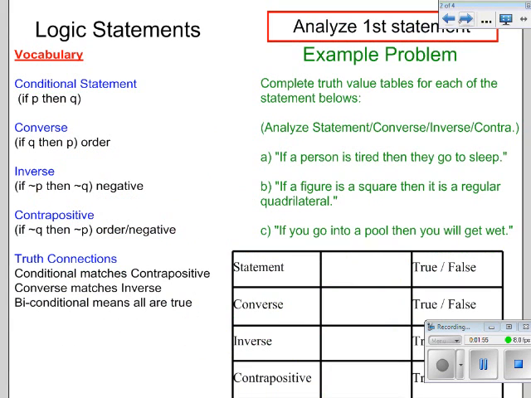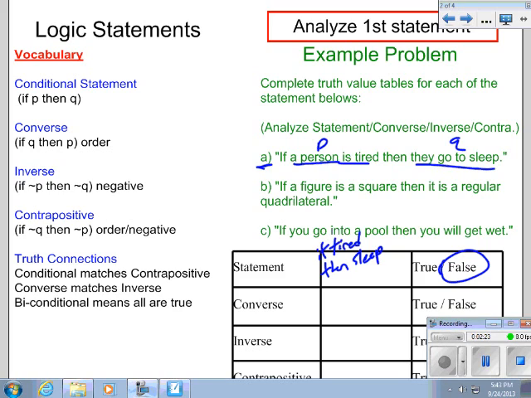Now we're going to look at three examples, and we're going to fill in what's called the truth table. Now a truth table is a tool that you can use to help determine the connections between the different statements. Basically, you start off with a statement. So if a person is tired, then you go to sleep. Okay, so you ask yourself if that's true or false. I can come up with a counterexample which proves it's false. Like right now, I am kind of tired, but I am definitely not asleep. So that would be false.